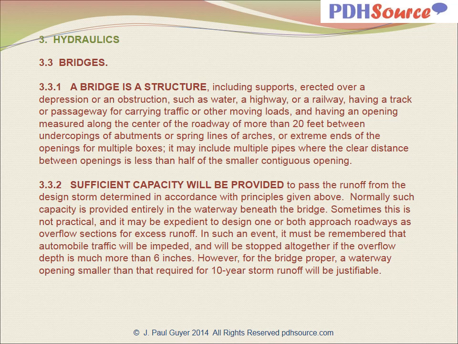Sufficient capacity must be provided to pass the runoff from the design storm determined in accordance with these principles. Normally, such capacity is provided entirely in the waterway beneath the bridge. Sometimes this is not practical, and it may be expedient to design one or both roadways as overflow sections for excess runoff. In such an event, it must be remembered that automobile traffic will be impeded and will be stopped altogether if the overflow depth is more than 6 inches. However, for the bridge proper, a waterway opening smaller than that required for 10-year storm runoff will be justifiable.